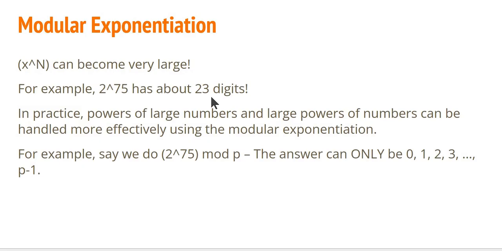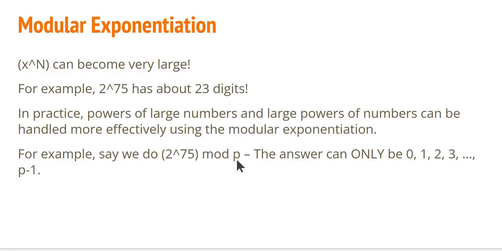A practical way to solve this, whenever we have large powers of numbers, would be to use what is called modular exponentiation. The idea is that instead of computing, for example, 2 to the power of 75, we compute it modulo a certain number. Modulo, remember, is the remainder which we get using the percentage sign. So we do this modulo with respect to a certain number.